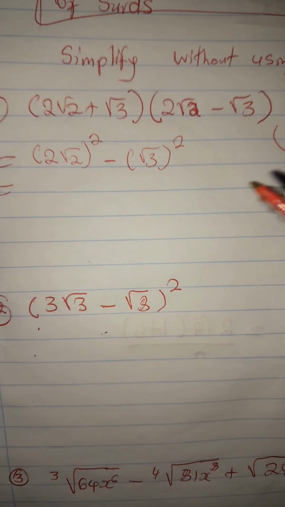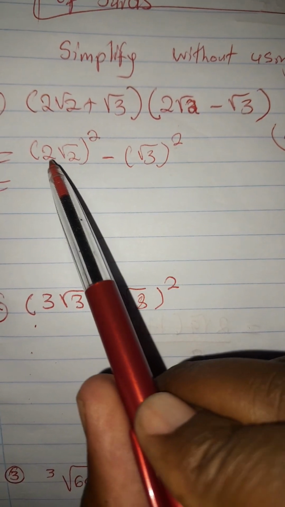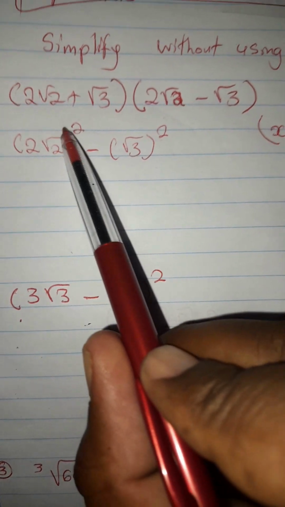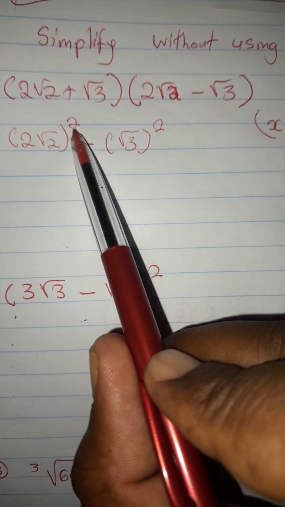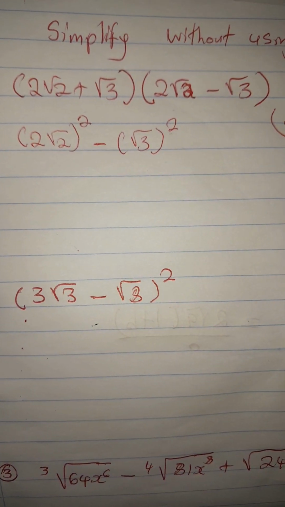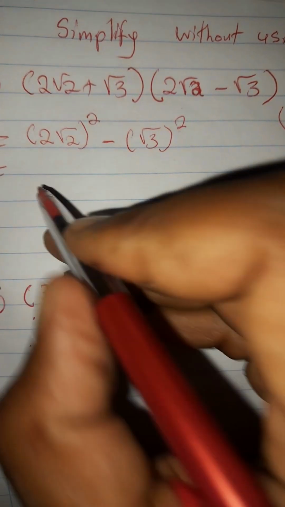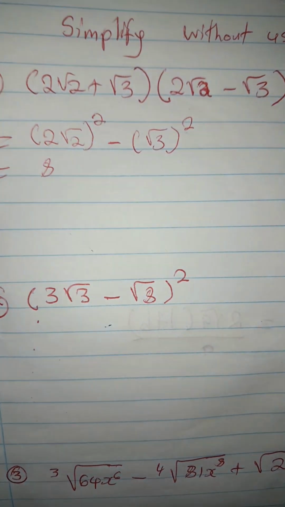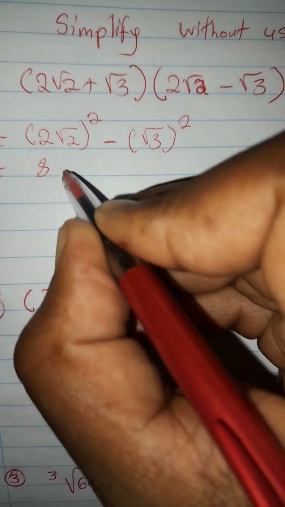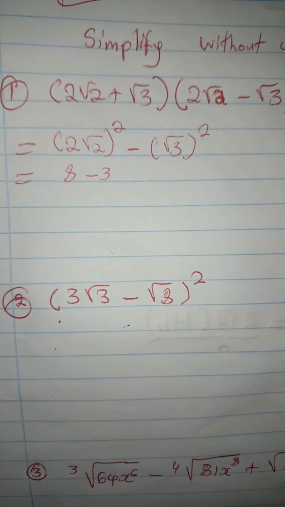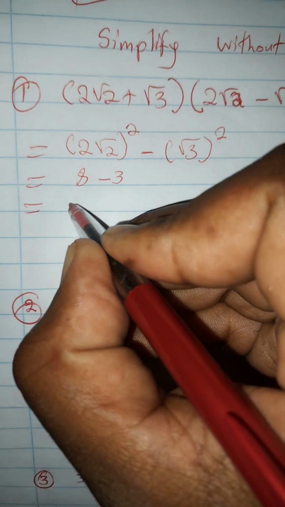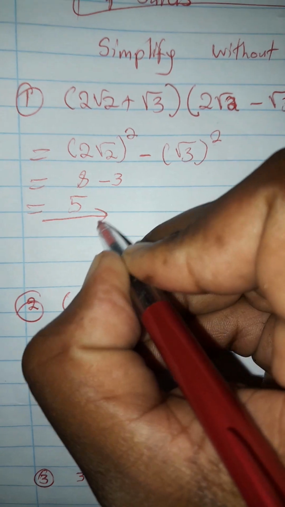Then when we square 2, we are going to get 4. But when you square root 2, the root and the square cancel. So in other words, we are going to be left with 4 times 2 actually, which is 8, right? As well as we are going to square this. When we square root 3, it's going to be minus 3. Then what is 8 minus 3? 8 minus 3 is the same as 5. So that's the solution, right?